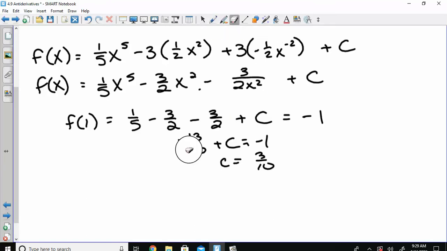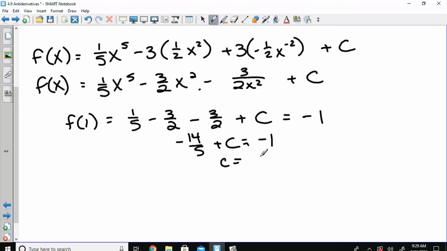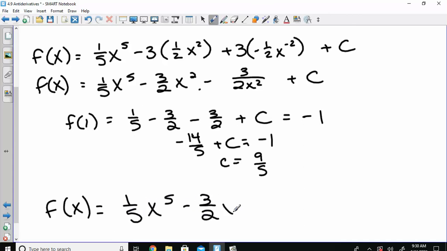So what should this really come out to be right here? This is negative 14/5. Right? And then if you add that over, you get your 9/5. So my final equation, my function is 1/5 x to the 5th minus 3 halves x squared minus 3 over 2x squared plus 9/5.